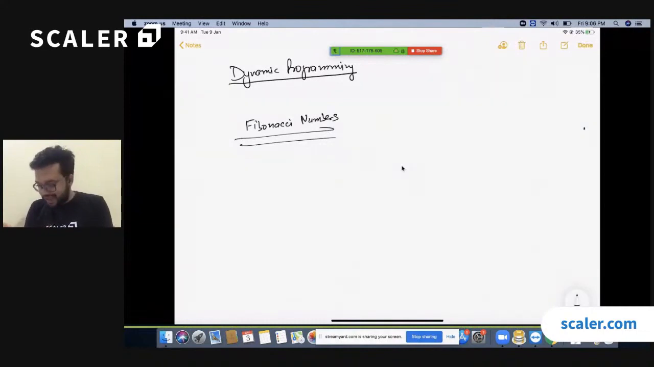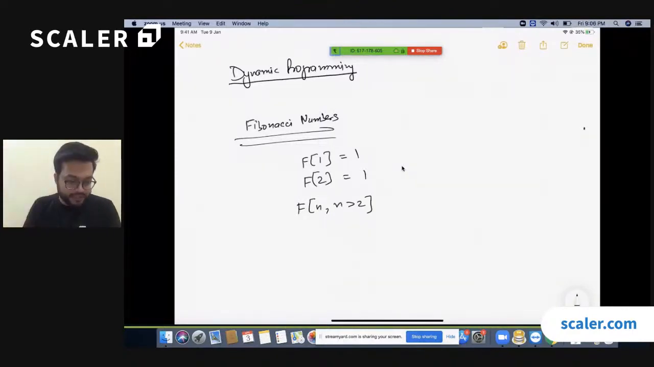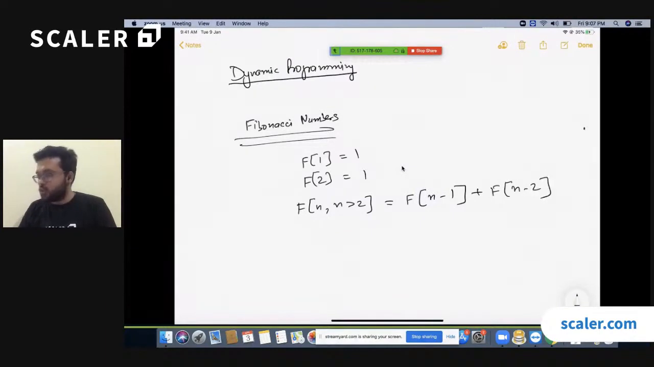The problem is as follows. You want to figure out the nth Fibonacci number, and the Fibonacci numbers are as follows. The first Fibonacci number, by definition, is equal to 1. The second Fibonacci number is equal to 1 again. Now, for any Fibonacci number n, where n is greater than 2, the number can be defined using the previously defined Fibonacci numbers. So for fn, where n is greater than 2, the nth Fibonacci number is equal to the (n-1)th Fibonacci number plus the (n-2)th Fibonacci number. I hope this definition is clear to everybody.